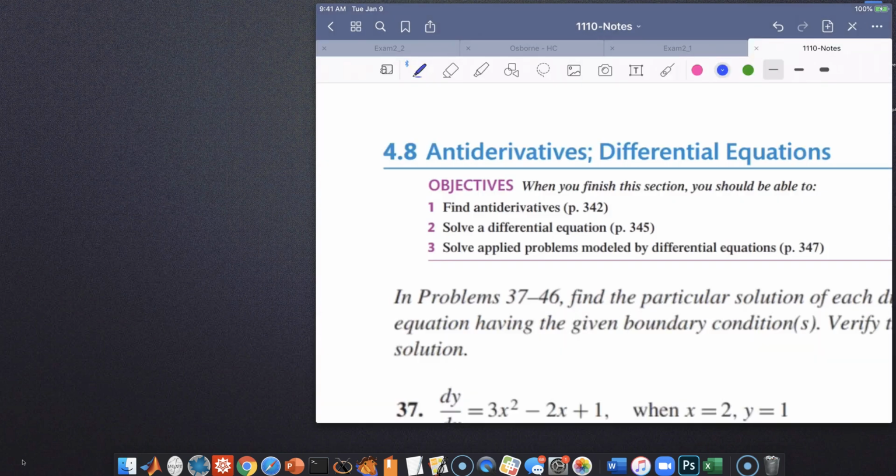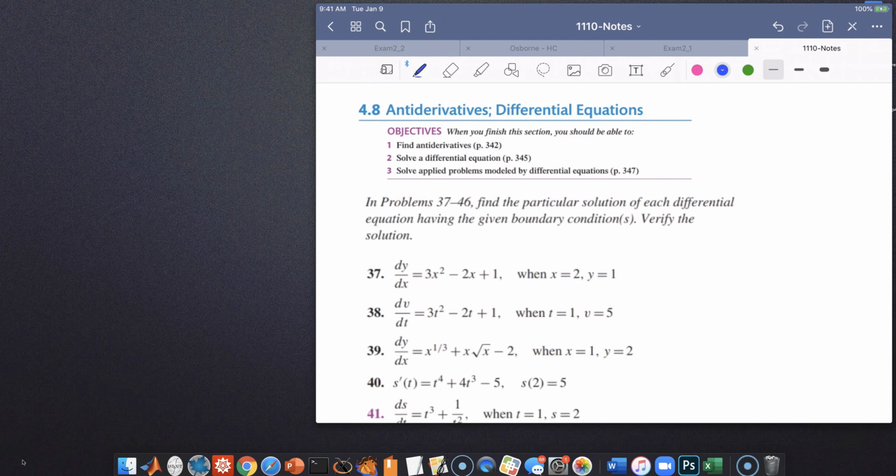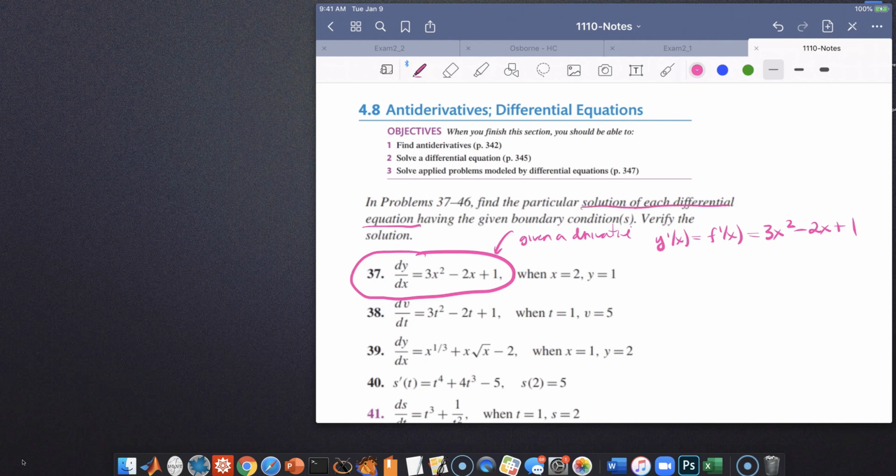So here is a typically phrased problem, section 4.8, antiderivatives. Here you are given a derivative. You're given that y prime of x or f prime of x, depending on how you want to write it, is 3x squared minus 2x plus 1. In this problem there's some fancy language about solving each differential equation, which is just a fancy way of saying you're given a derivative, and they want you to figure out what function, could you fill in the blank, has this as its derivative.